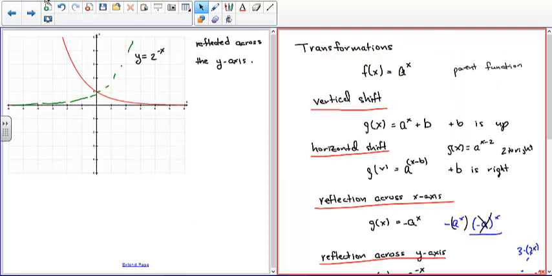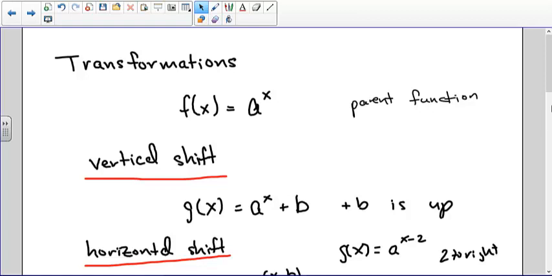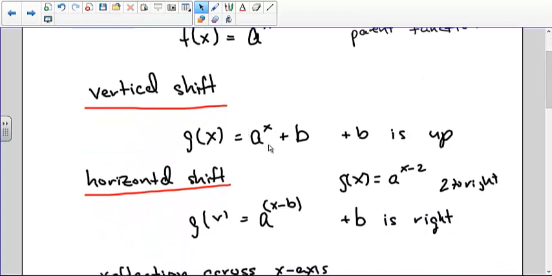So the kinds of transformations that you can see, first you've got your parent function, and the parent function shape is not just one shape, it's dependent upon what the base is. So if you had 3 to the x, it would be different than 2 to the x. The vertical shift is exactly what we've seen before. If you add a constant outside of the parent function, all that does is shift it up or down. So if you add a number, it shifts it up. If you subtract a number, it shifts it down.